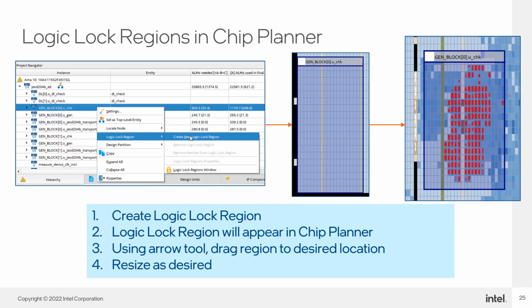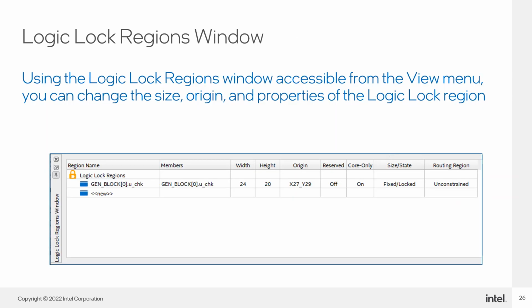To create logic lock regions in the Chip Planner, first create a logic lock region using one of the methods from the last slide. Then a logic lock region will appear in the chip view of the Chip Planner. Using the arrow tool, you can change the size of your region and drag it to the desired location on the FPGA. You can also use the Logic Lock Regions window inside of the Chip Planner to change the properties of your logic lock region.